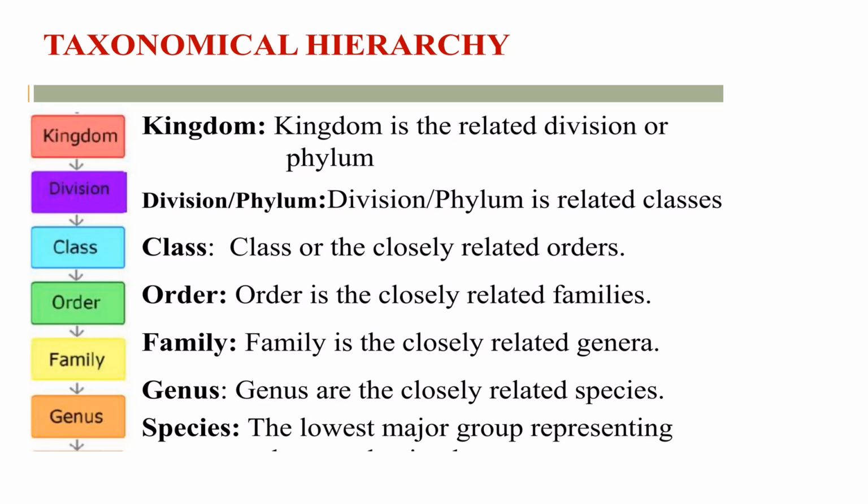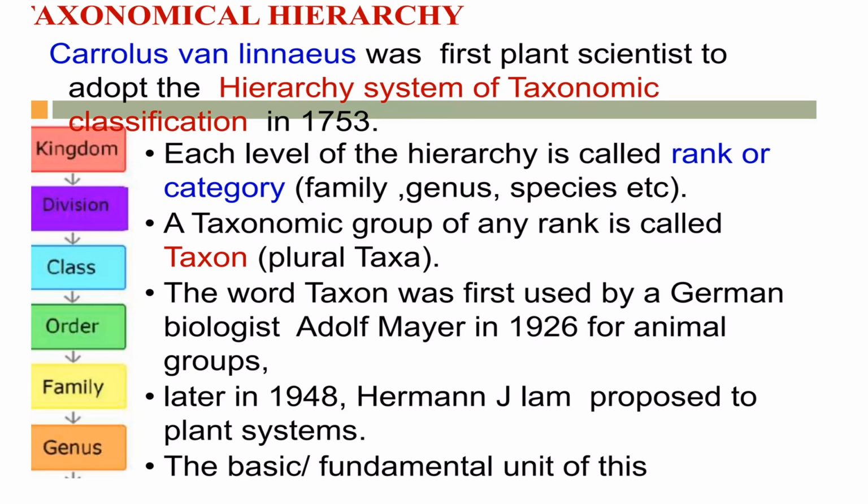Then the taxonomical hierarchy. This was first made by Carolus Linnaeus in the year 1753. Here the basic fundamental unit of taxa is the species. So many species are grouped under a genus. A number of genera are grouped under one single family, and like that it moves on. Under a single order, there are a number of families, like that class, division, and kingdom.